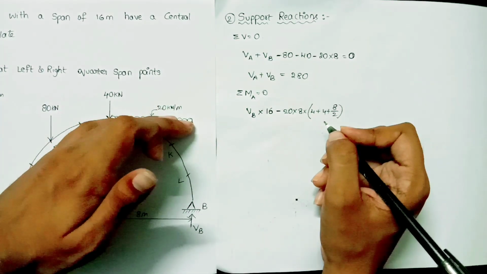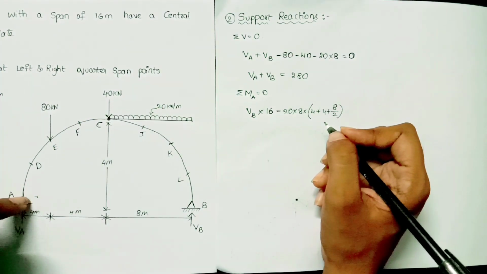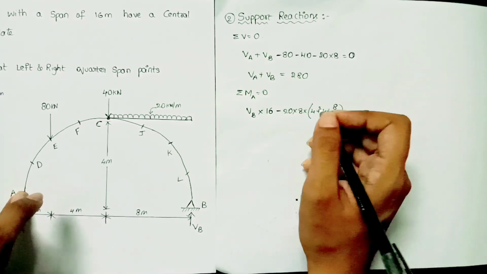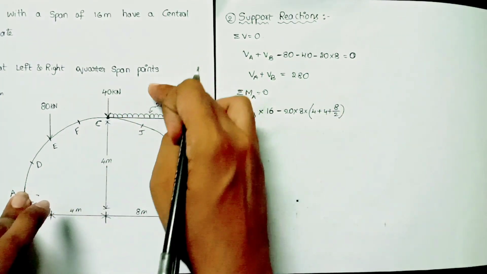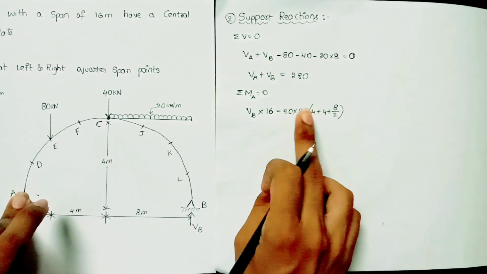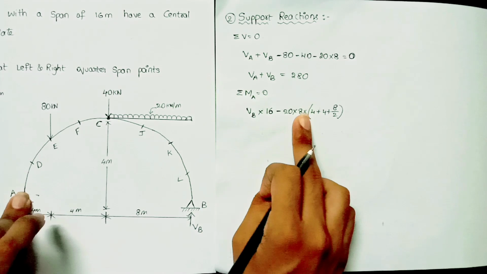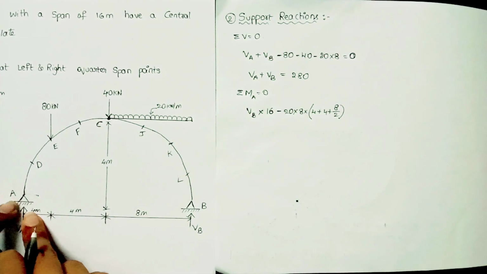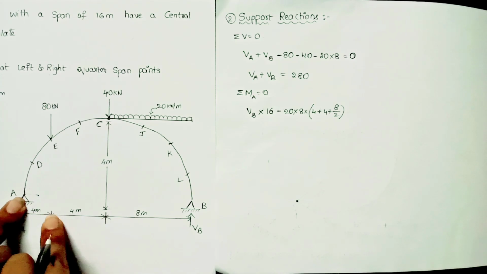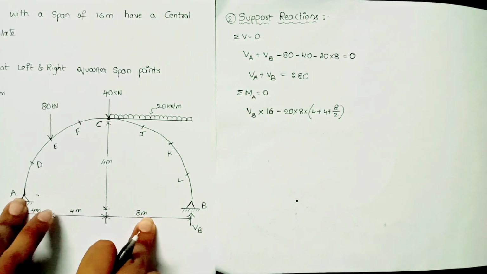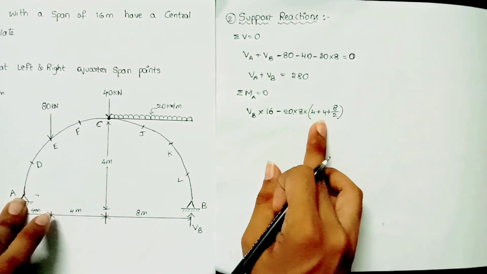Due to this UDL, what is the moment if I take it about A, that I am calculating here. Taking moment about A, 20 into the total length of the UDL, that means 20 into 8, and the perpendicular distance is from the point A to the center of UDL, 4 plus 8 by 2. This is the step I have written here.